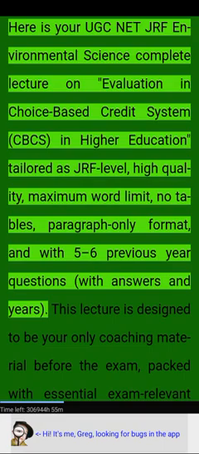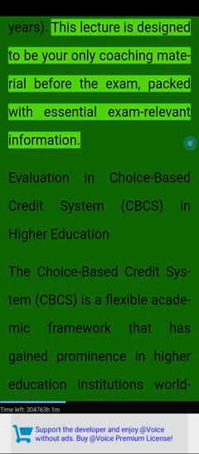Here is your UGC NET JRF Environmental Science Complete Lecture on Evaluation in Choice-Based Credit System, CBCS, in Higher Education, tailored as JRF level, high quality, maximum word limit, no tables, paragraph-only format, and with 5 to 6 previous year questions with answers in years. This lecture is designed to be your only coaching material before the exam, packed with essential exam-relevant information.